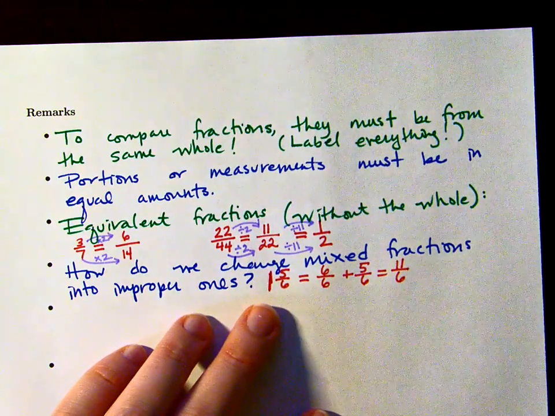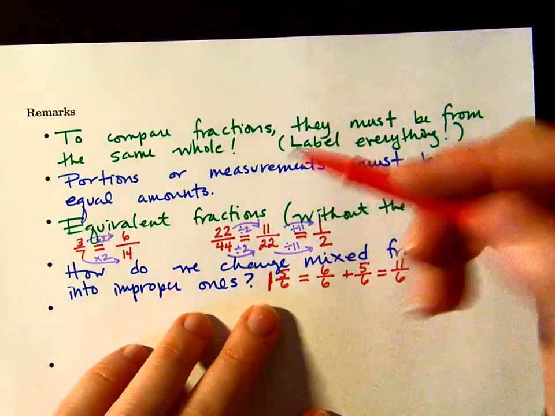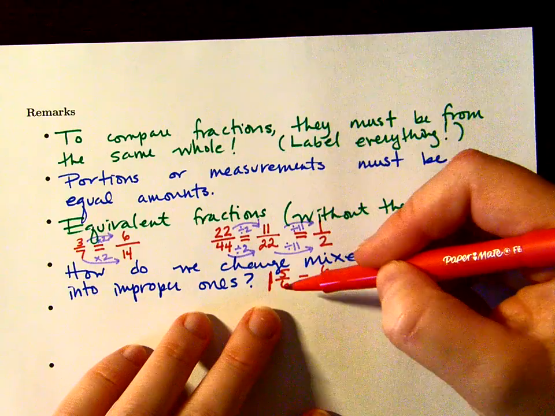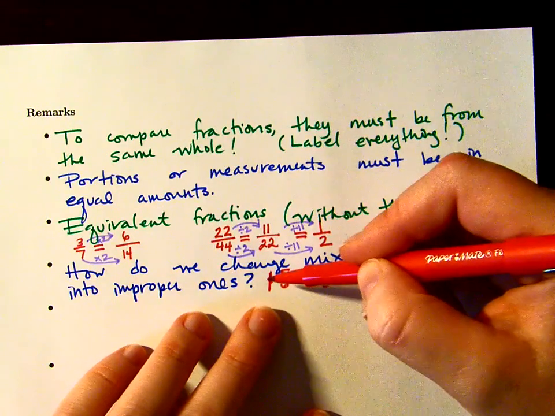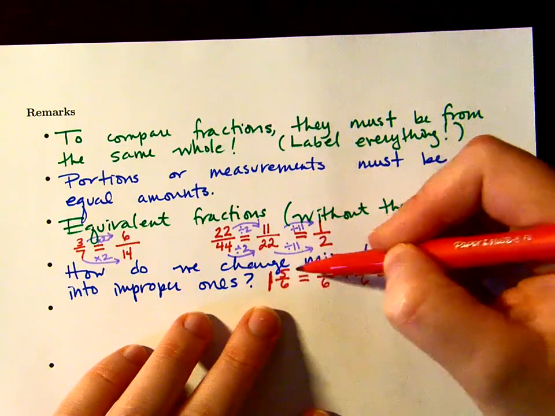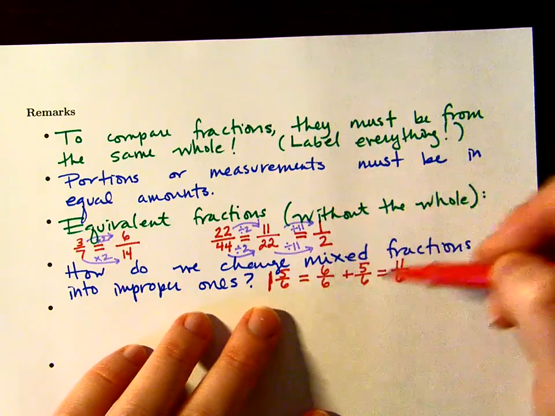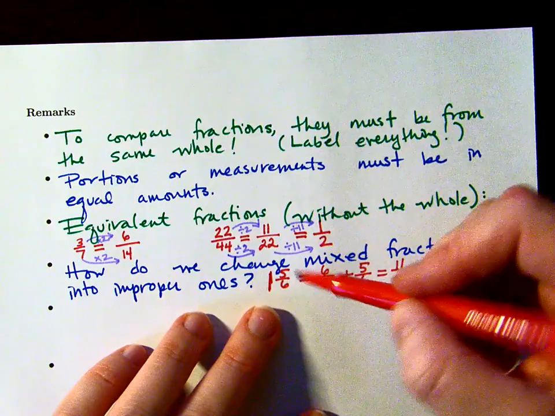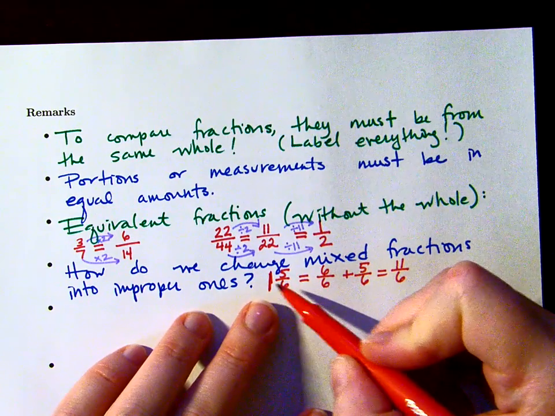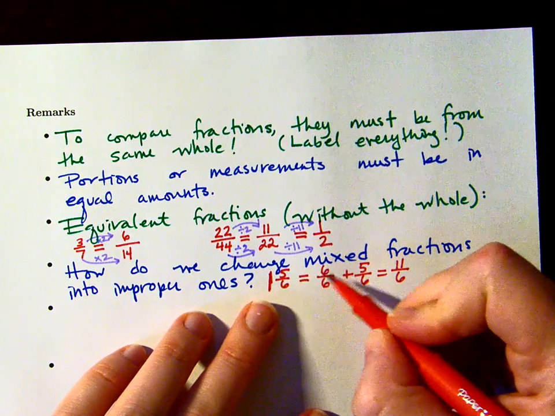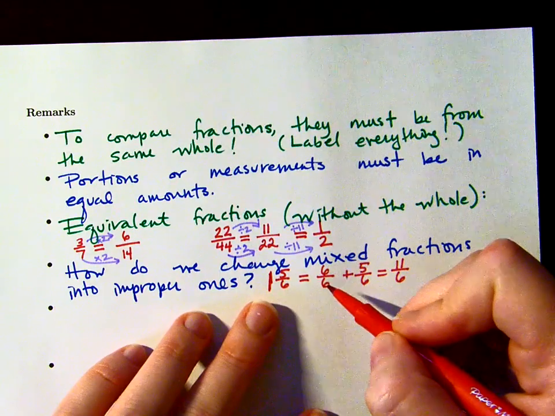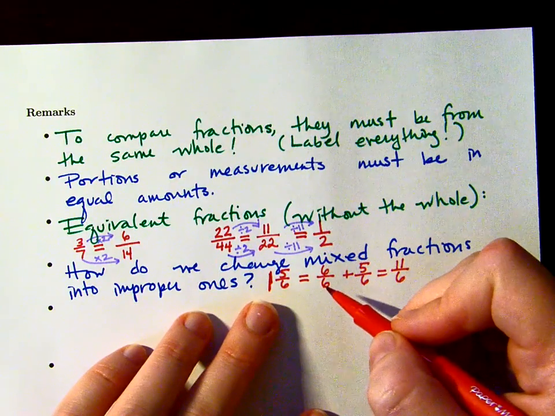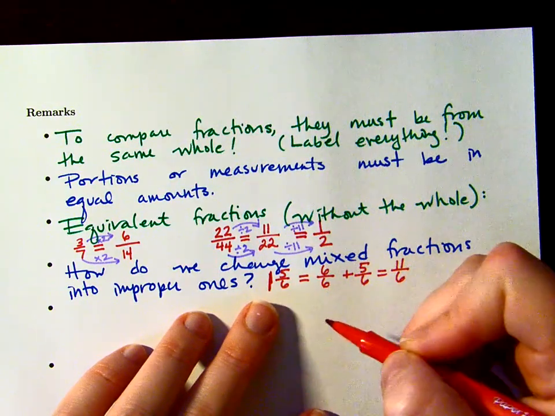Now, I want you to know that a lot of teachers teach this shortcut where they say 6 times 1 makes 6, and then 6 plus 5 makes 11, and now you have 11/6. But really what that's doing is this. When you multiply 6 by 1, you are saying that there are 6 pieces out of 6 pieces in one whole. So 6/6 is one whole.